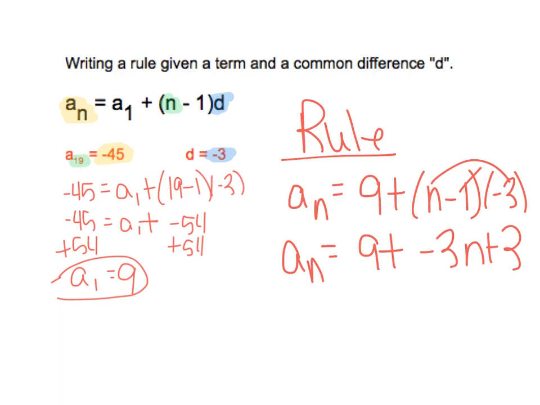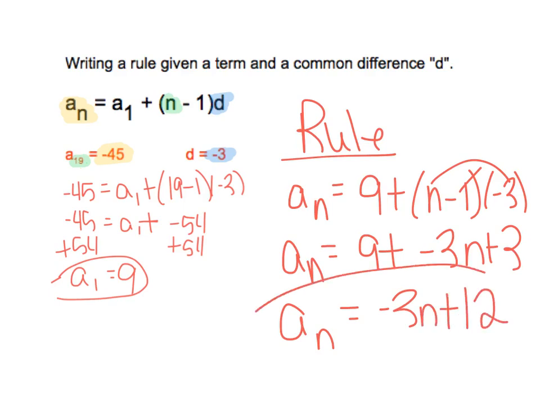If I put my like terms together, my rule is a sub n equals negative 3n plus 12, which means I can go back, and if I wanted to, I could find any term in that sequence. If I wanted to find the 100th term in the sequence, I would just take out n and put 100 in its place, and figure out what that value would be.